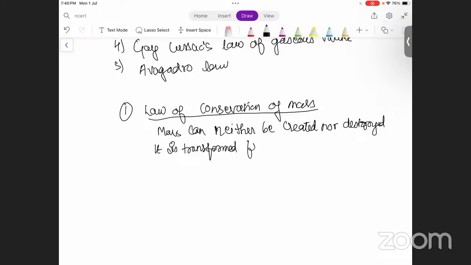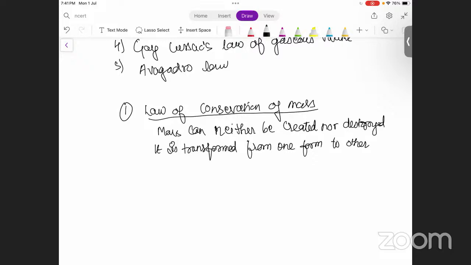Transformed from one form to other. So this is the definition. Now what is the use of learning this law here in chemistry? So where are we going to use this law?